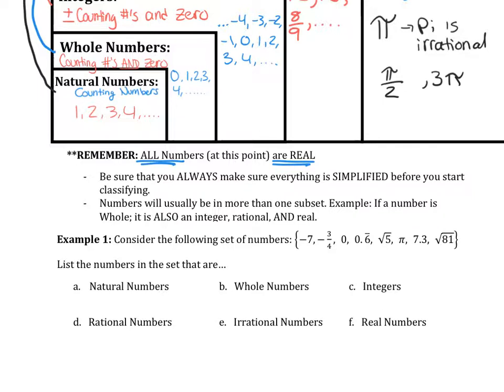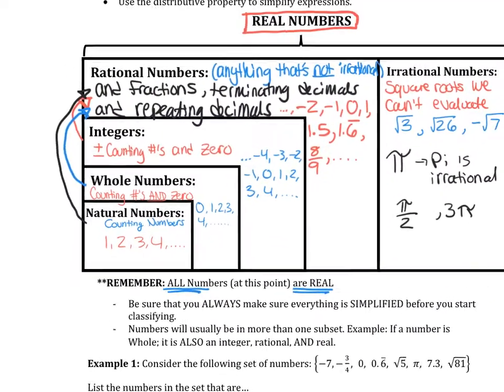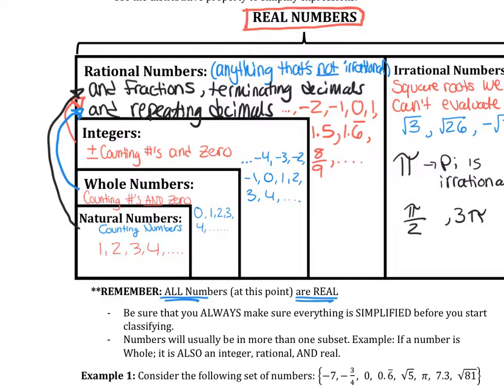Just like when we were doing stuff with fractions and stuff with radicals, simplifying was a big deal. Before you can start classifying any numbers, you have to make sure that they are simplified all the way, and then classify the simplified form. And then numbers are usually going to be in more than one subset. So for example, if we have a number that's whole, so like 0, 0 is a whole number, it's also an integer, it's also rational, and it's real. So whatever the first subset is that it falls in, it's also everything above it.